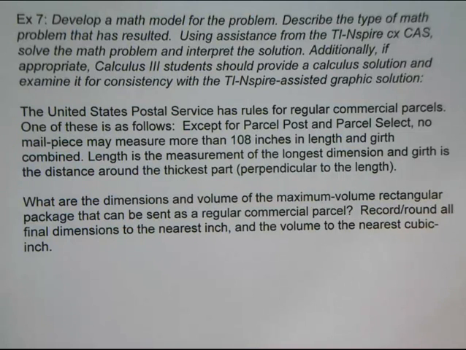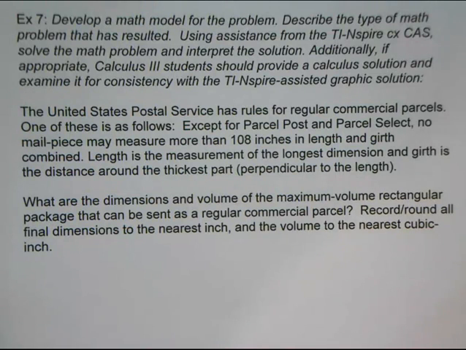One of these is as follows. Except for parcel post and parcel select, no mail piece may measure more than 108 inches in length and girth combined. Length is the measurement of the longest dimension, and girth is the distance around the thickest part, perpendicular to the length. What are the dimensions and volume of the maximum volume rectangular package that can be sent as regular commercial parcel? Record or round all final dimensions to the nearest inch and the volume to the nearest cubic inch.